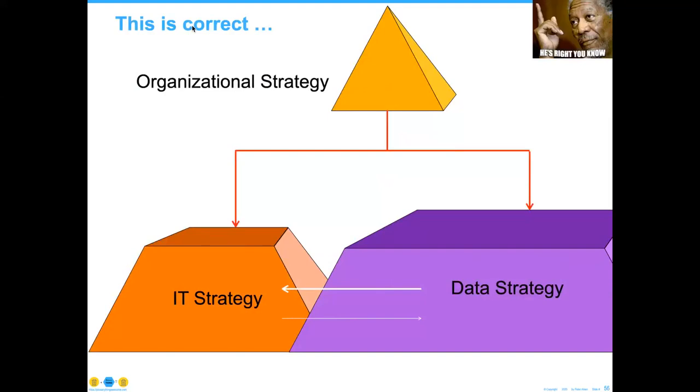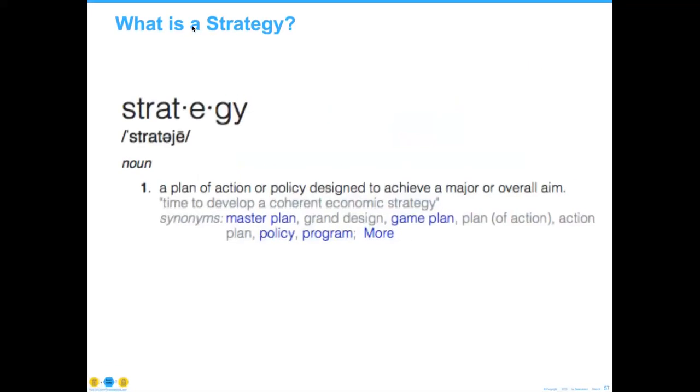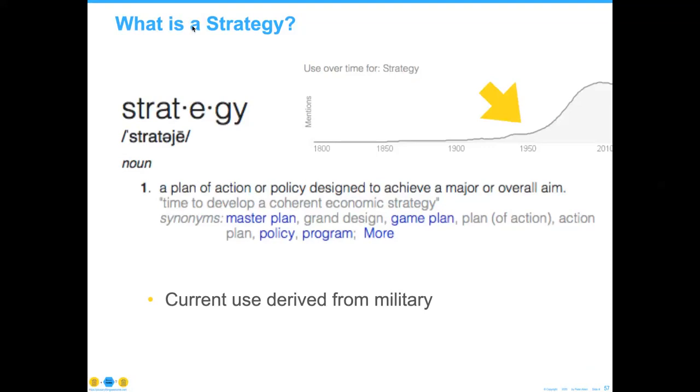Let's look at strategy in particular. Strategy is a word that wasn't really used a lot outside of the military until about the year 1950. Then the business techs got a hold of it and went, wow, this is really cool. We can use that and sell lots of business techs. I'm being facetious, of course, but nevertheless, there is a correlation there.